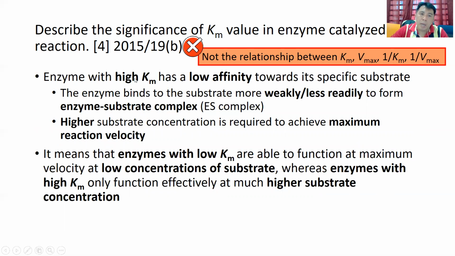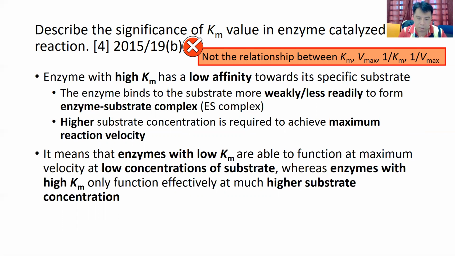Whereas an enzyme with high Km has a low affinity towards its specific substrate. So the enzyme binds to the substrate, but more weakly or less readily, to form the enzyme-substrate complex. Because they bind to the substrate more weakly, like we just saw in the free energy diagram, at the transition state most probably the substrate cannot form product. They will return to the substrate. So a higher substrate concentration is required to achieve maximum reaction velocity.